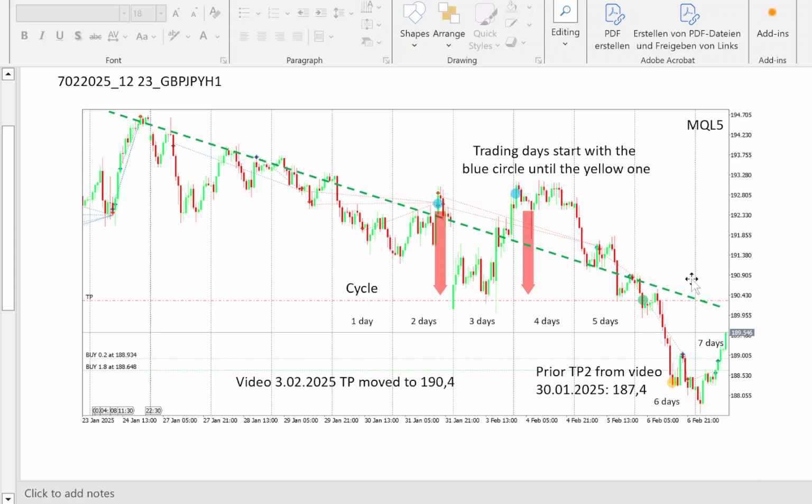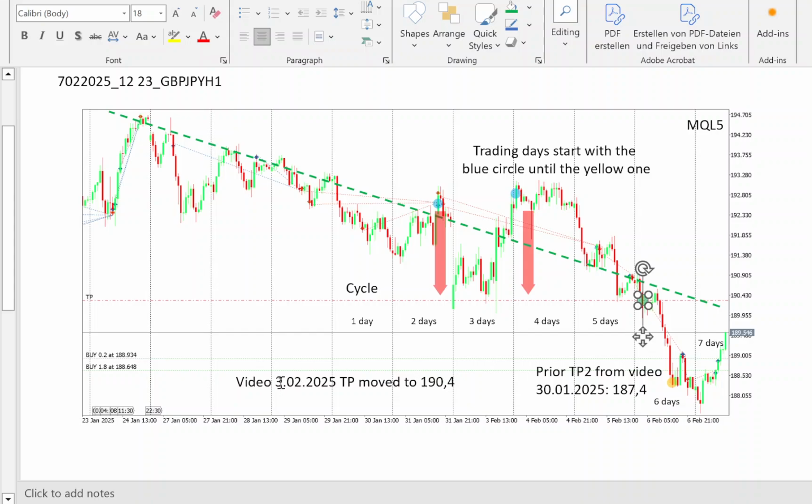In this case, we see we started a trade on the second day, and we see our first target was hit on the 6th day here. This is the 6th day of the cycle, and it would be 6/5 of our trading. So if you started a trade back here on the 2nd day of the cycle, you would have taken the take profit target here on the 6th of February.